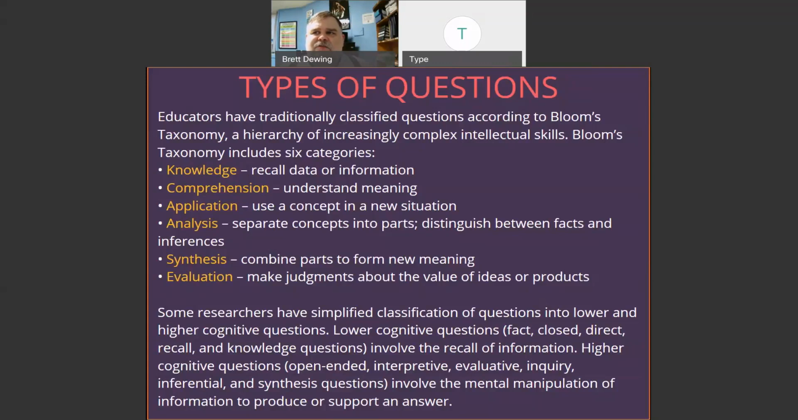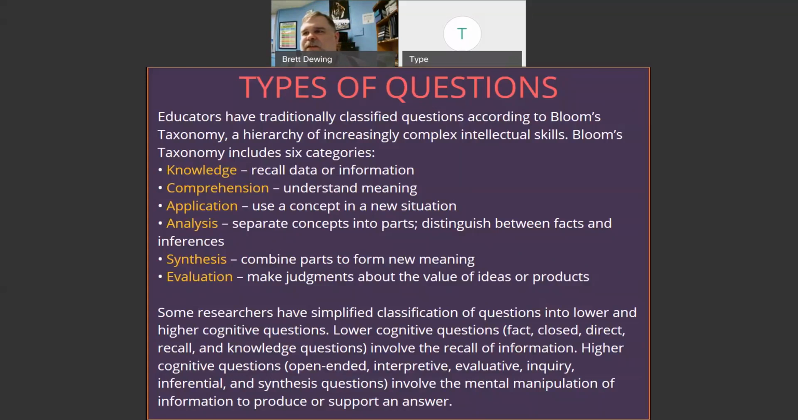Evaluative. So again, you're placing value on some things. What's of value and what is not. Inquiry, which is asking deep questions. Inferential, using inferences. And synthesis, combining ideas. And that involves the mental manipulation of information to produce or support an answer.